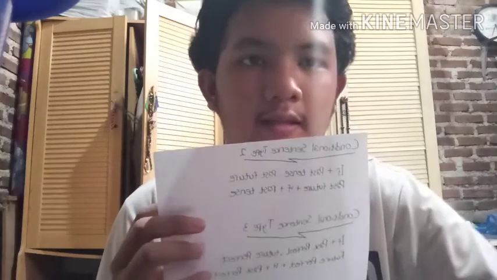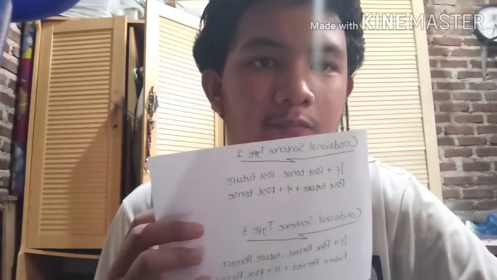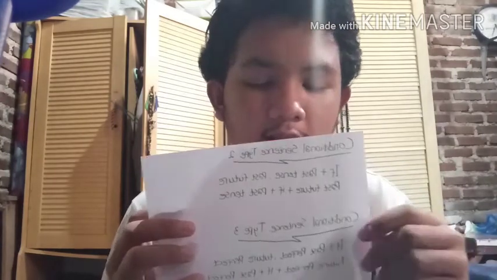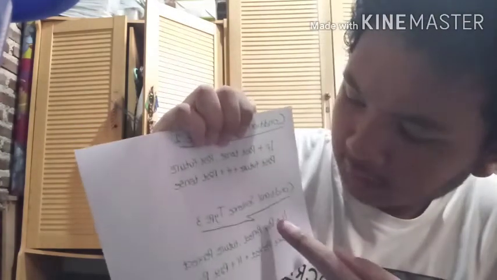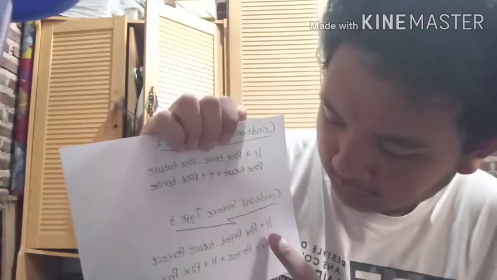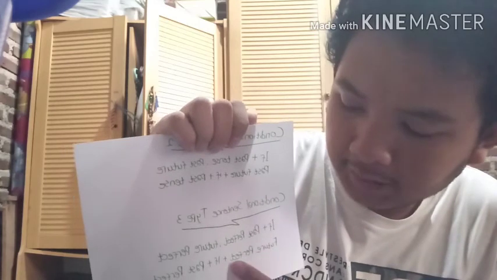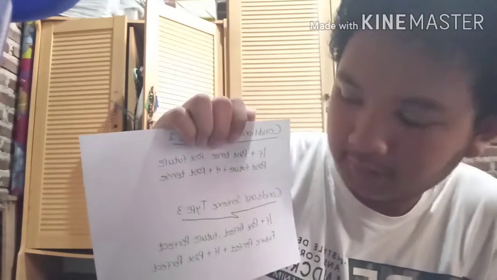Okay, for the last, what is conditional sentence type 3? Conditional sentence type 3 is used to suppose something that is contrary to what has happened. This is the formula of conditional sentence type 3. If plus past perfect and then future perfect, or future perfect plus if plus past perfect.